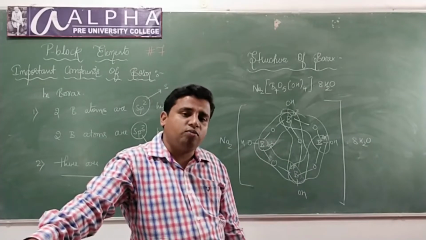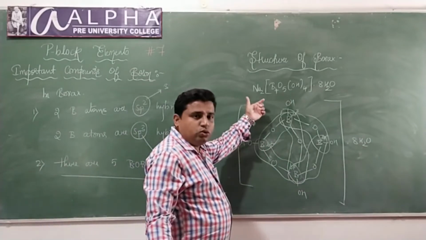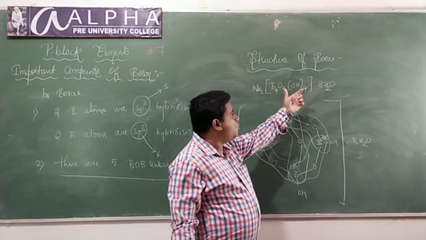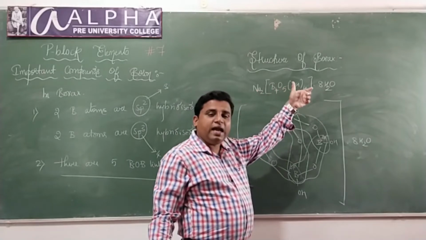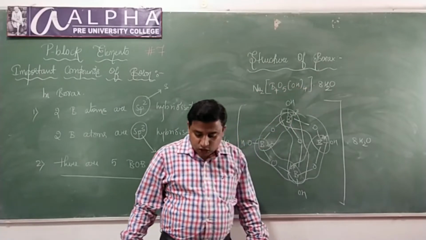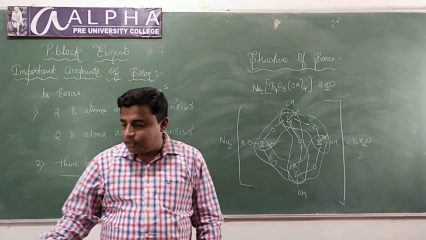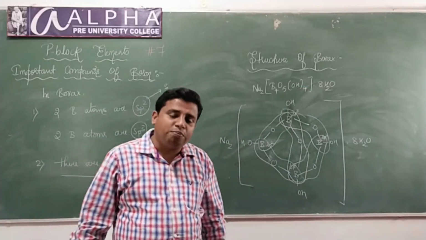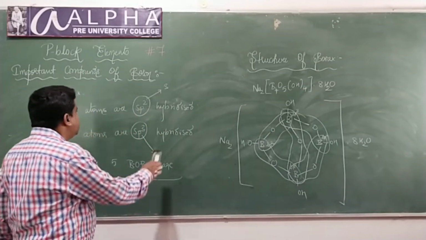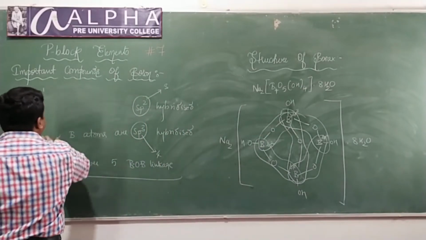So what is the actual formula for borax? It is Na2B4O5(OH)4 dot 8H2O. Are we clear? Yes. Now let us understand the chemical properties of borax.